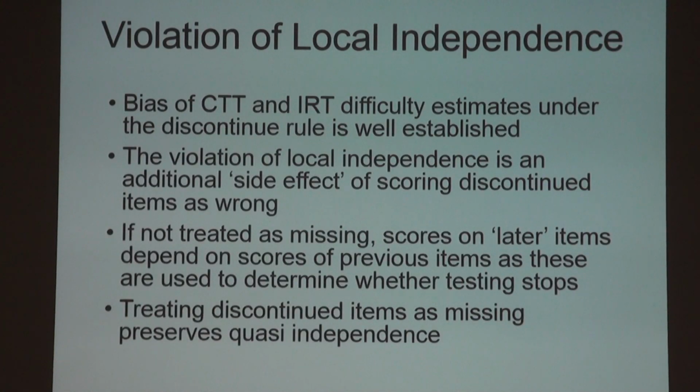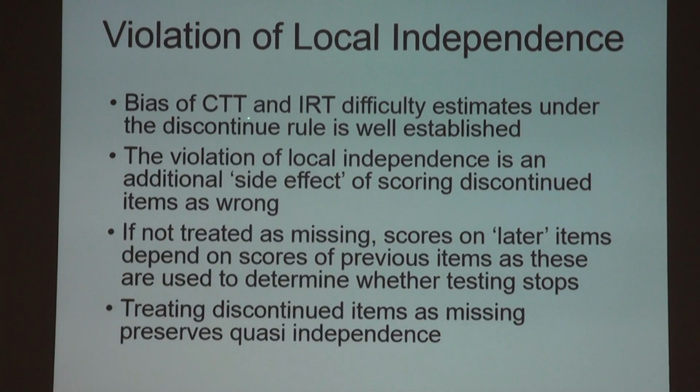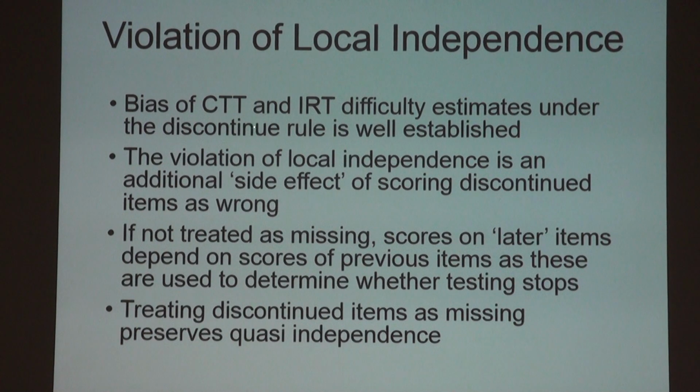So altogether what we get is we have bias in ability estimates and in item difficulty estimates. We have violations of local independency. We essentially have later items depend on earlier items or sums of earlier items, which are essentially used to see whether the testing stops. And if we would treat them as missing, we would still preserve quasi-independence, but we don't.